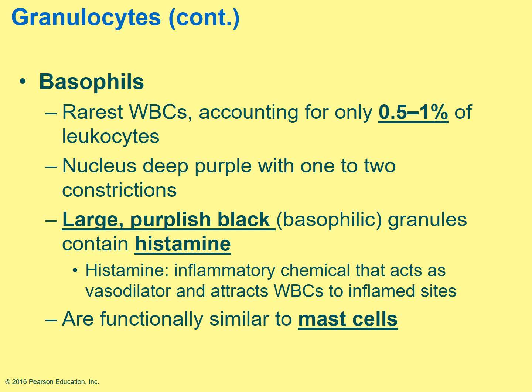The basophils, these are the smallest overall concentration relative to the others. The nucleus is going to be a deep purple with either 1 or 2 constrictions in it, and the granules are going to look very dark purple, almost a black color to them, and they contain histamine. Histamine is an inflammatory chemical. It's going to act as a vasodilator. That means it's going to dilate your blood vessels, increase the diameter of them to increase the blood flow to them. Histamine is also going to act as an attractant. It attracts white blood cells to the inflamed sites.